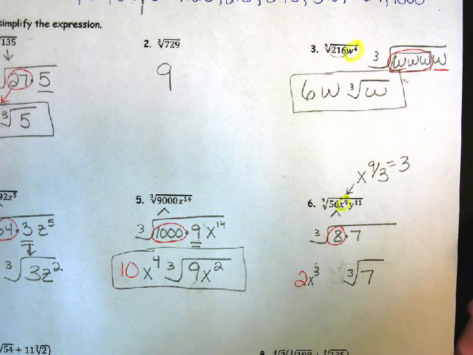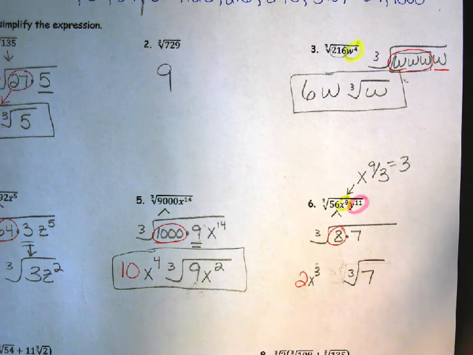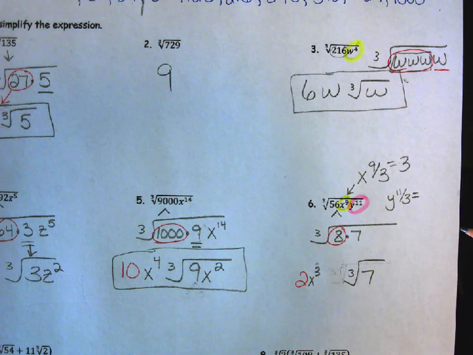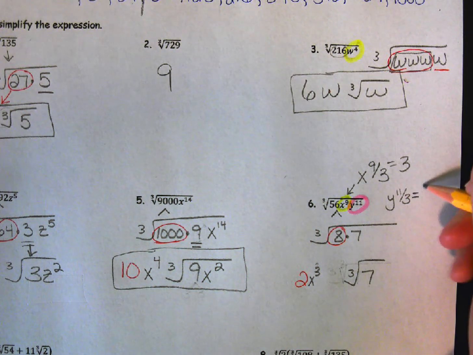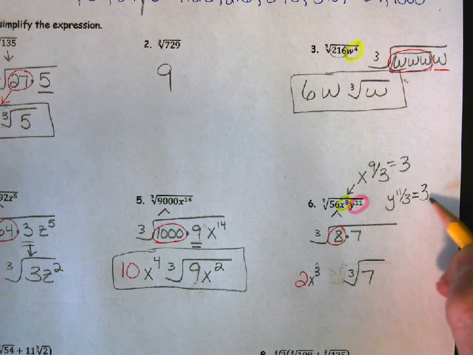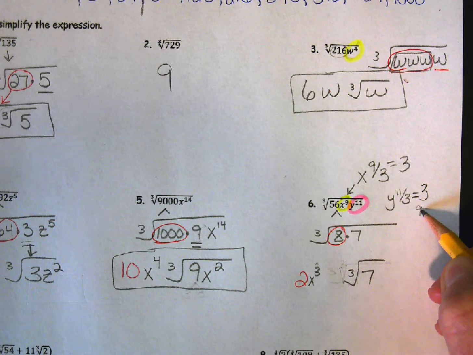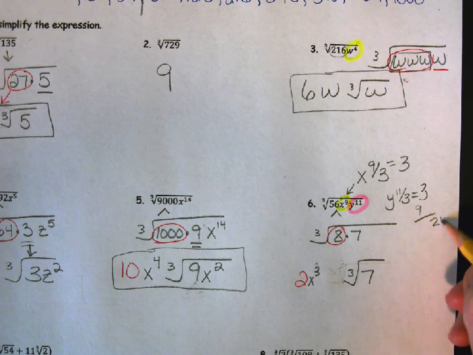And now let's do the y's. So I have y to the 11, divided by 3. Basically, 3 is going to go in there 3 times, right? Because 3 times 3 would give me a 9. What's 11 minus 9? 2 left. So this is how many are left.